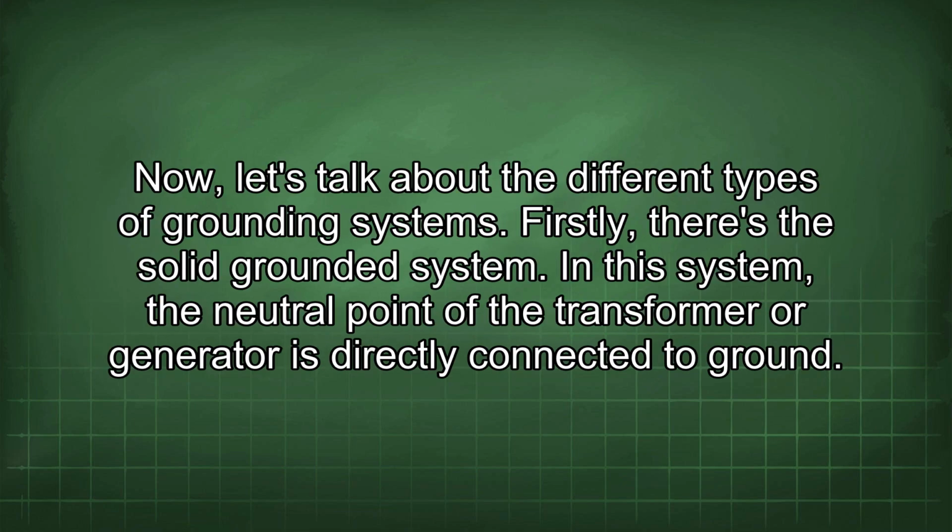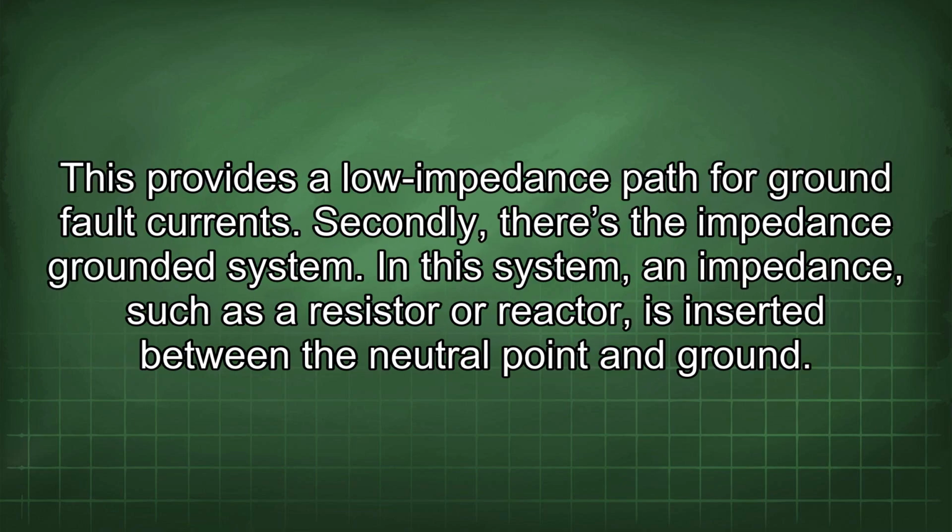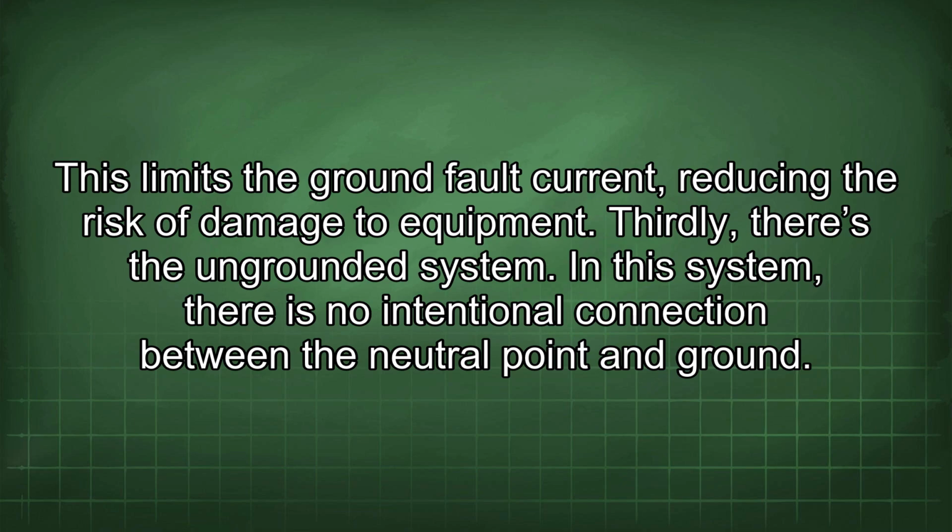Now let's talk about the different types of grounding systems. Firstly, there's the solid grounded system. In this system, the neutral point of the transformer or generator is directly connected to ground. This provides a low impedance path for ground fault currents. Secondly, there's the impedance grounded system. In this system, an impedance, such as a resistor or reactor, is inserted between the neutral point and ground. This limits the ground fault current, reducing the risk of damage to equipment.